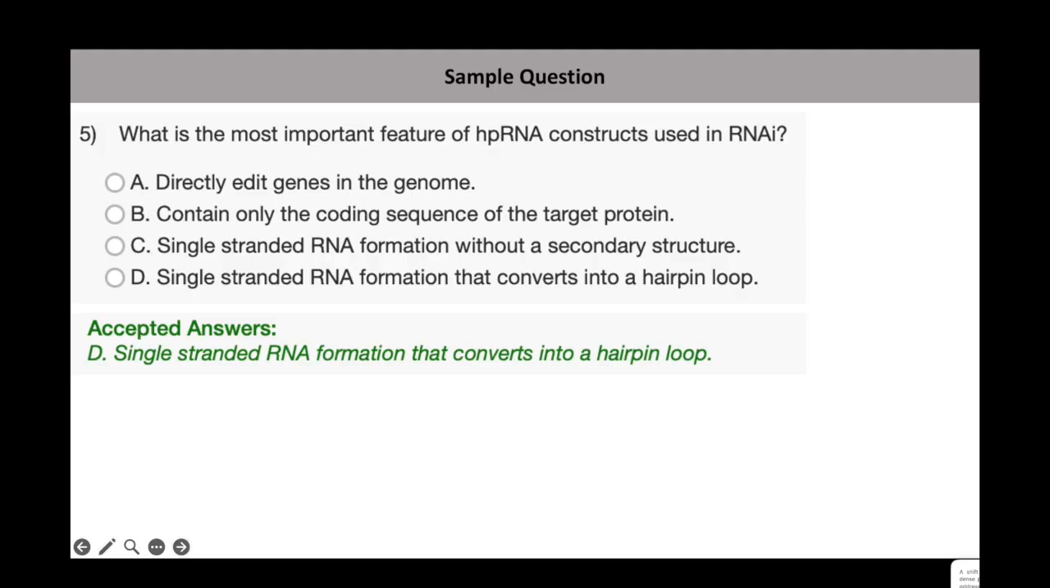Option C is single stranded RNA formation without a secondary structure. No. The formation of a hairpin loop is the secondary structure that has to be formed for it to be identified as HpRNA. And option D is single stranded RNA formation that converts into a hairpin loop. Option D in this case is correct: the RNA that is being produced will get converted into a hairpin loop like structure which has complementary sequences. Okay, so option D in this case is correct.